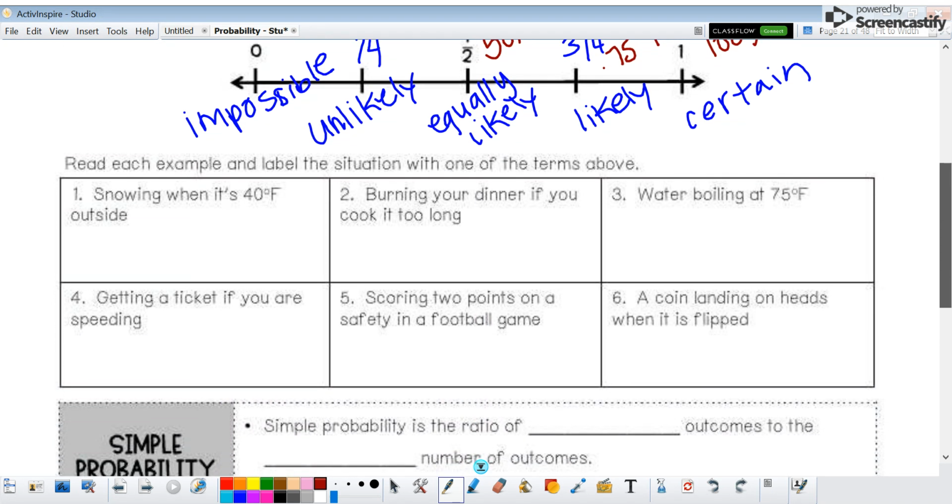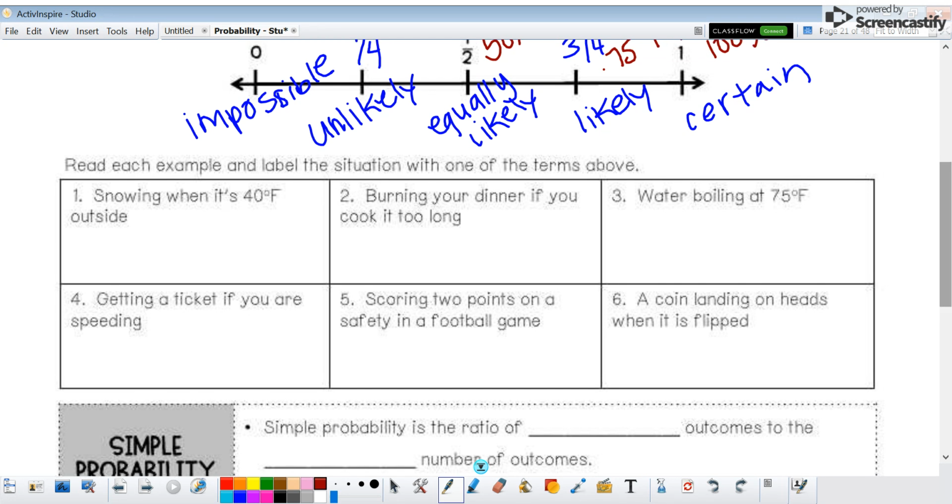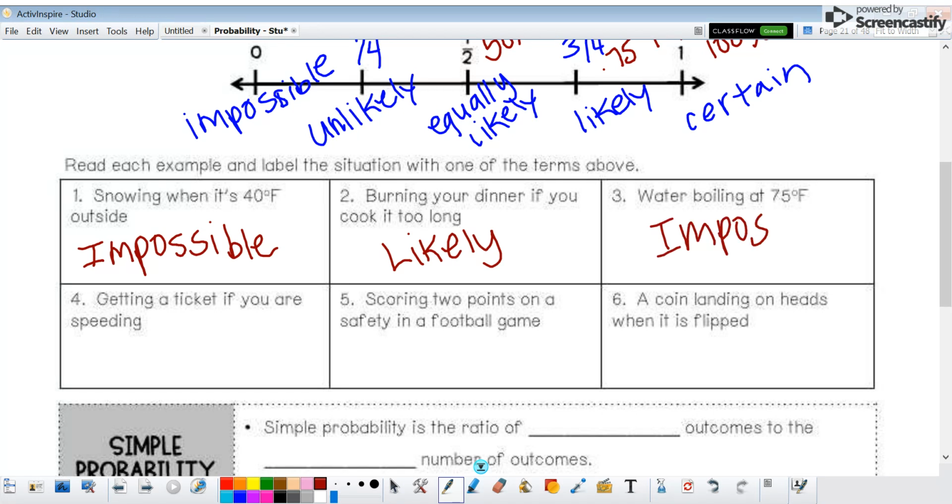All right, so each of these examples we're going to label with one of the terms above. So snowing when it's 40 degrees Fahrenheit outside. This is impossible. It is not possible for it to snow above freezing. All right, burning your dinner if you cook it too long. This is likely. If you cook something too long, there's a greater chance that it will burn. Okay, water boiling at 75 degrees Fahrenheit. This is also impossible. Water will not boil at that temperature.